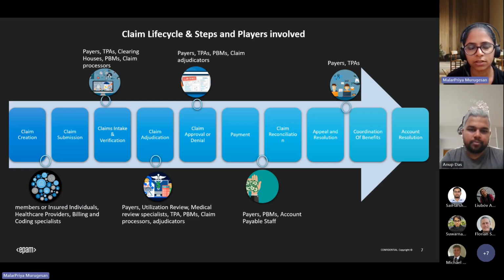And the payment, when payment comes, most of the times it is the payer who has to process the payment. But sometimes PBMs also, if it is a pharmacy claim, right? PBMs also, if the contract is like that, they will provide the payment and finally they will collect everything from the payer. So at the end of the day, it is the payer only. And appeal and resolution: most of the times it is third party vendors, but payers also themselves have this unit and they can also process that.